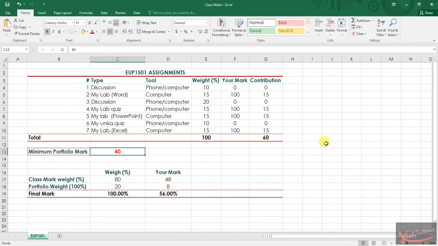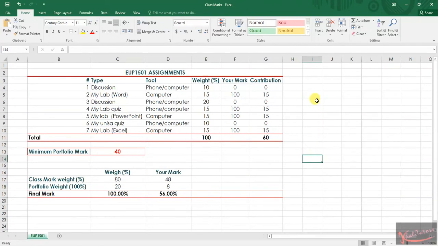This is why I said passing this module is very, very easy. This person missed 3 assignments, got 100 for all my lab, and failed the portfolio, yet they still managed to pass the module. That is easy. That is really sick, guys.